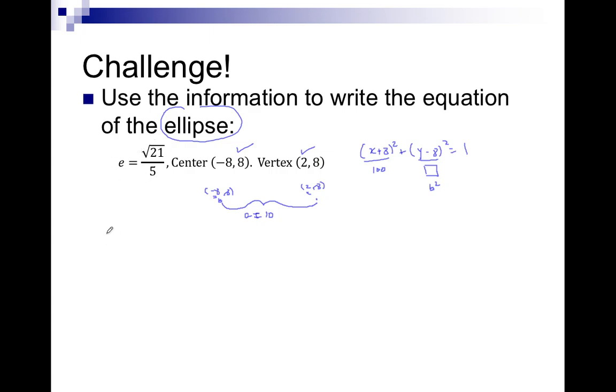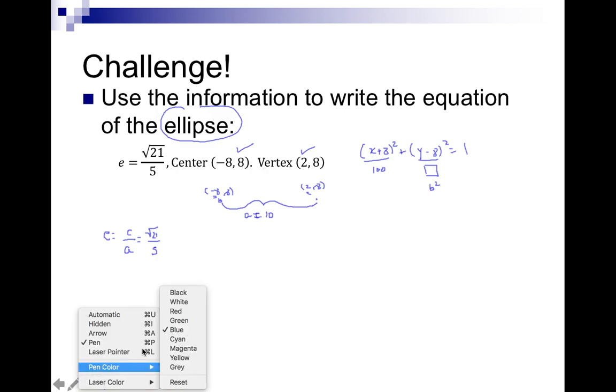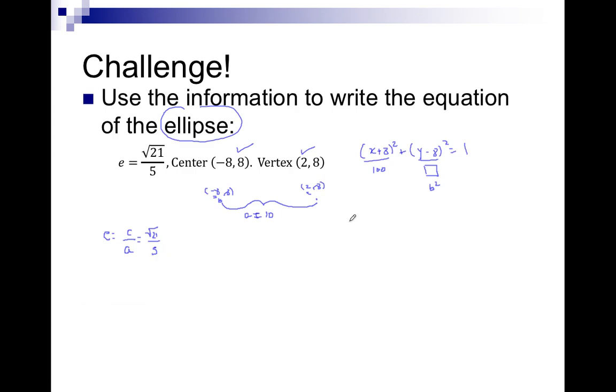Oh, eccentricity. Oh, that's right. I remember from my notes that eccentricity is a ratio of C to A. Well, that's cool. I can use C and A to find B. Oh, wait just a second here. They're claiming that C is square root of 21, which is smaller than 5, and A is 5. What's the problem here, though? The problem is A is not 5. I already know A is 10. How can A be 5?